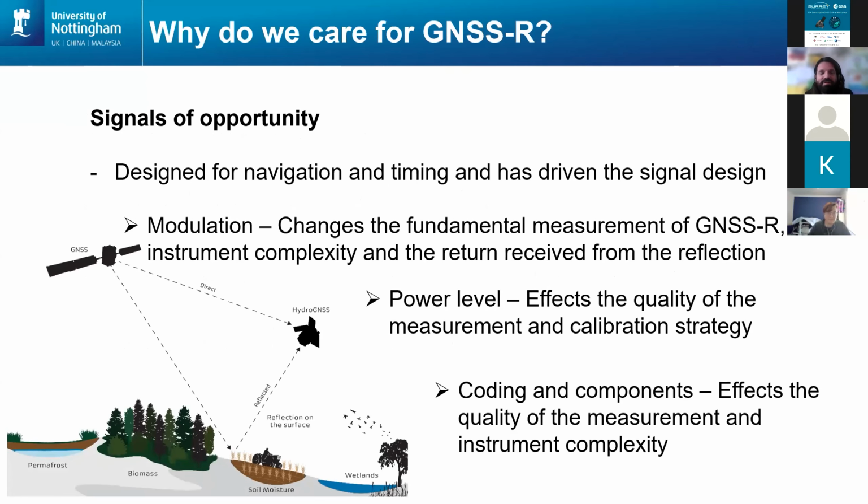So why do we care about this? The GNSS signals are designed for navigation primarily, and that has driven all of the signal design, the modulation and the coding choices. But for GNSSR, they are effectively signals of opportunity. They're signals we've realized we can use with some utility.